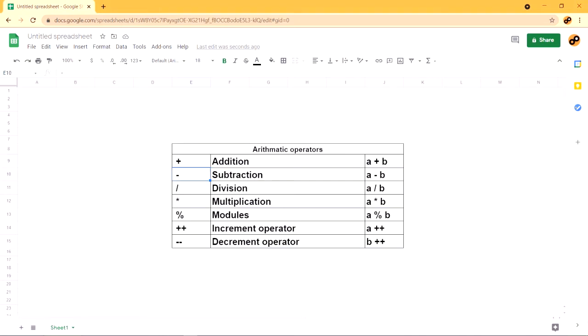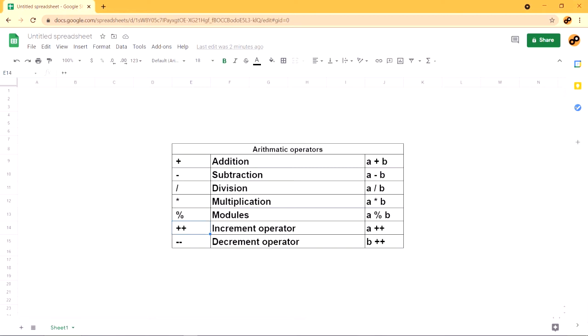And in the same way, minus or subtraction does the same thing, it subtracts the two operands and gives you the answer. Same way, in division, a will be divided by b, and in multiplication, these will get multiplied and give you the answer. In the modulus, what happens is it divides this and the remainder will be given as the answer.